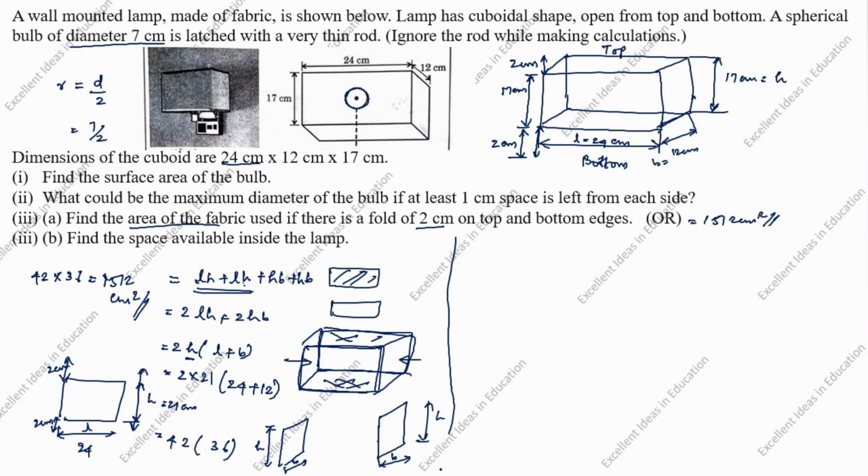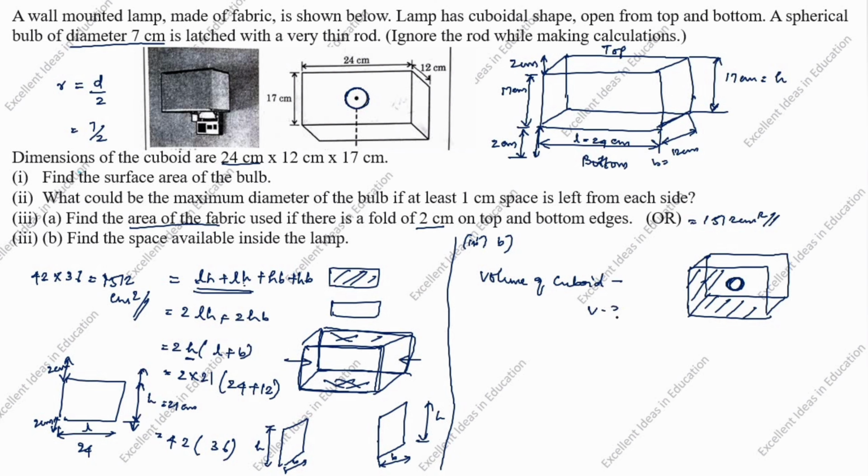Next, we will find third question B. The space available inside the lamp. Space available inside the lamp is, you see here, this is the cuboid. We will take the volume of cuboid. So this is the volume of sphere. Need to find the space availability. Volume of cuboid minus volume of sphere. Volume of cuboid formula is L into B into H, minus volume of sphere is 4 by 3 pi r cube.